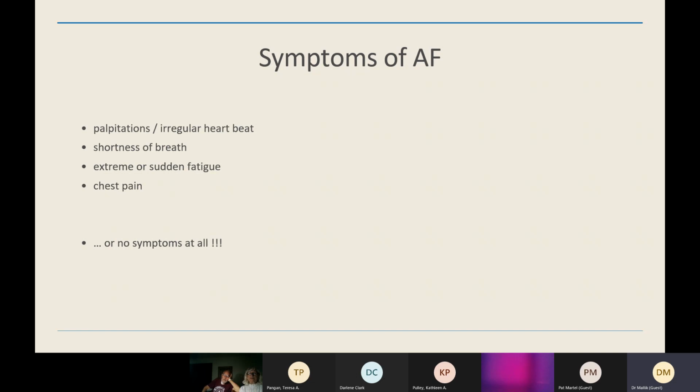Sometimes people feel shortness of breath. While those are fairly prominent symptoms, at times symptoms are not that clear-cut. Sometimes we see patients who just feel extreme or sudden fatigue. They were absolutely fine. They go into atrial fibrillation, and the only symptom they have is just, I feel tired. All of a sudden, I have no energy. At times, people have chest pain.